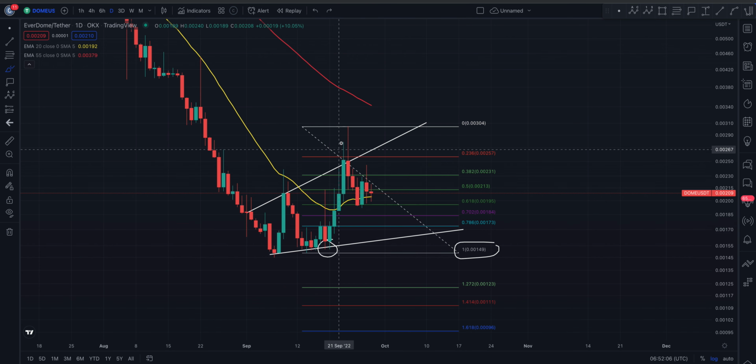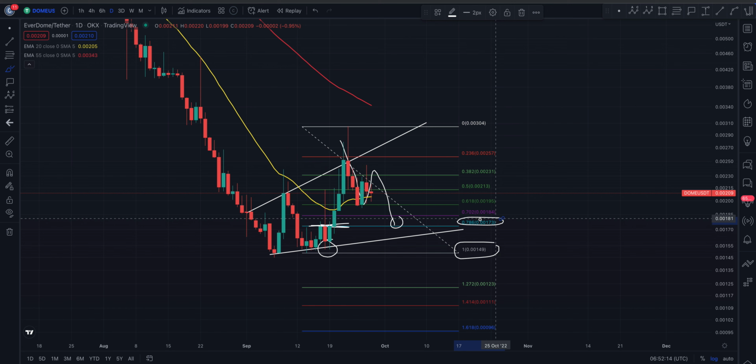So what we're looking for in the near future, as I said, is to hold this ascending level of support, potentially come back in some ABC wave to the 0.786 and get a close above that 0.786 level at 0.00173, at which point we're looking to get our continuation and to come back up and retest this zero fib here that we attacked a few days ago. So for me, guys, that's a quick update on Everdome.